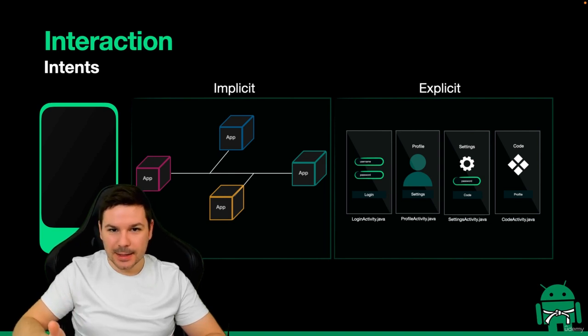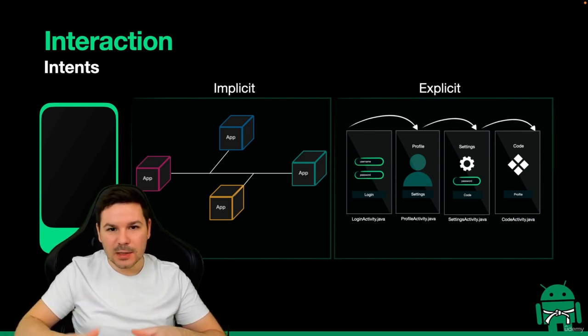And yeah, you guessed it. Explicit simply means we know exactly what we want to start. In our case right now, let's say we've got a login activity. After successfully logging in, we do not want to start a random application. We want to start the profile activity in this application right now. So this one over here. By clicking on the settings button, we want to start the settings activity. And then there's also this code activity.